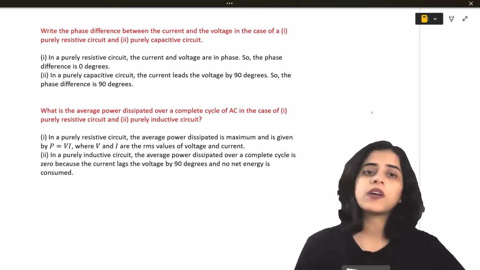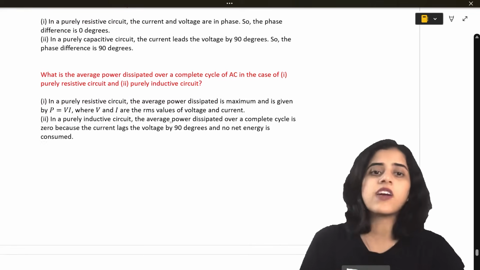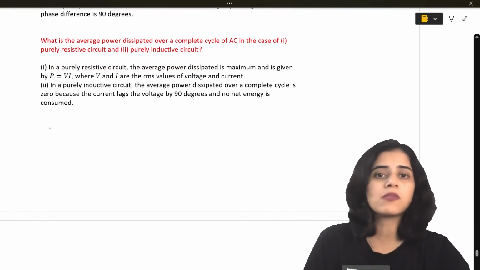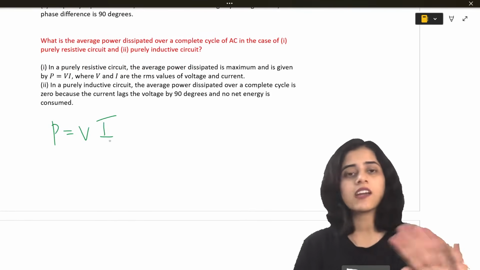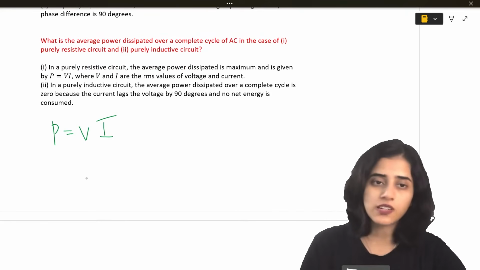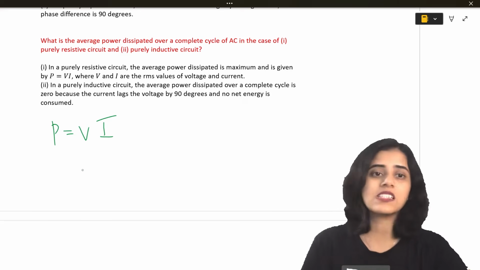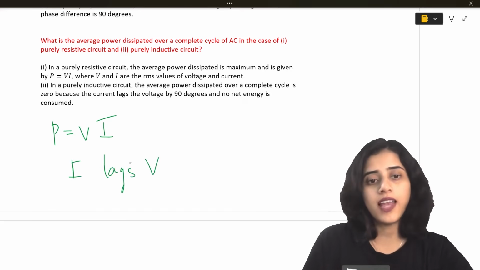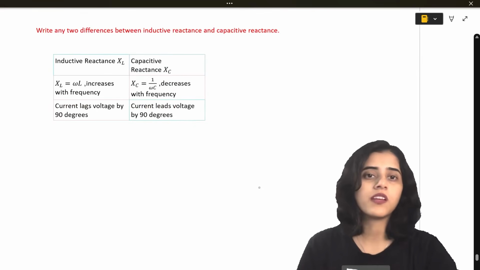What is the average power dissipated over a complete cycle of AC, if it's a pure resistive and a pure inductive circuit? If it's a pure resistive circuit, the power is given by P = VI, where V and I are both RMS values of voltage and current. If it's a purely inductive circuit, then the average power dissipated is 0. Why? Because current lags voltage by 90 degree. Okay? Next question.